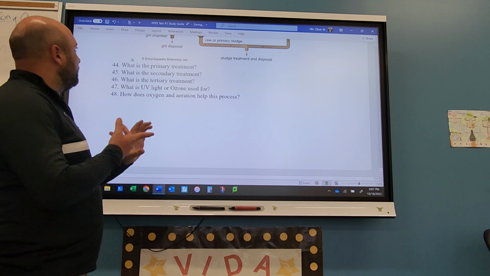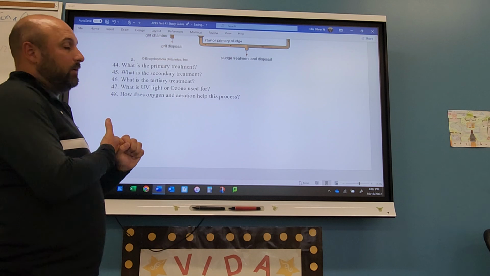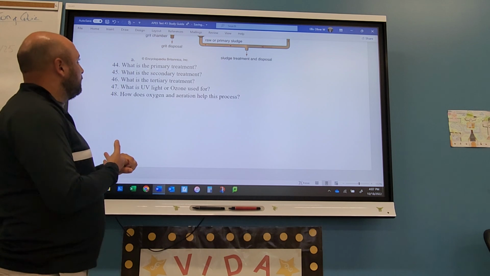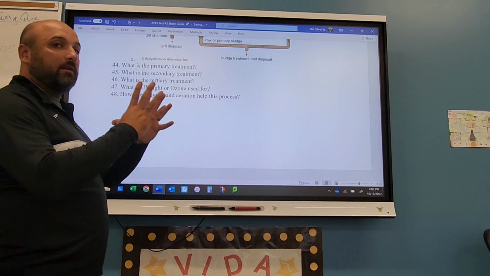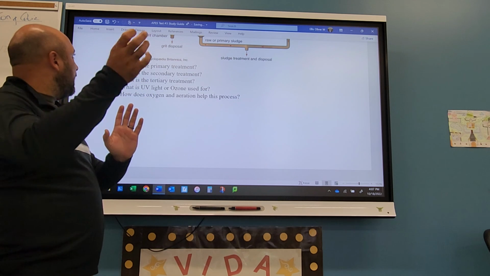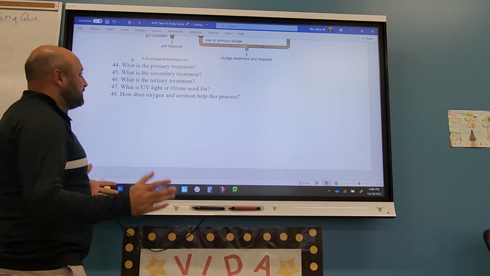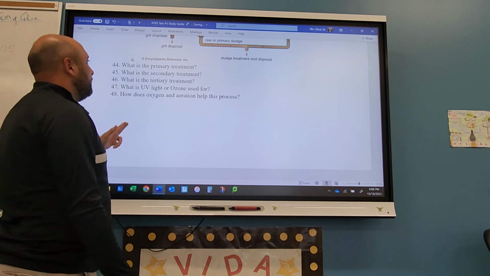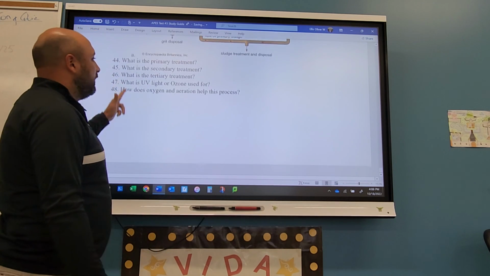Okay, so primary treatment is the screen and the primary clarifier. Secondary treatment is the biological treatment. That's with the bacteria when you aerate it and activate it, basically. And then the tertiary treatment is the final settling tank, final clarifier, where it settles out. And then you add a little bit of UV light or ozone or maybe even chlorine to that water to kill off the bacteria who are left. And how does oxygen aeration help this process? It helps the bacteria right here decompose that stuff faster. That's it.